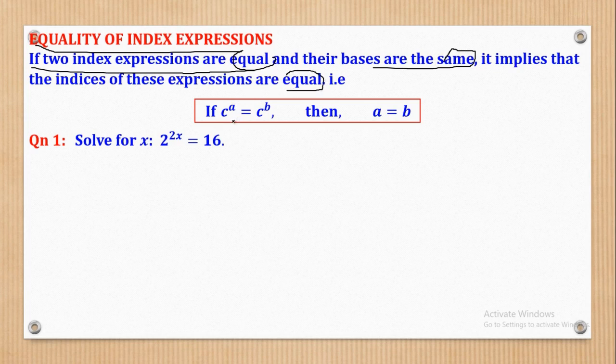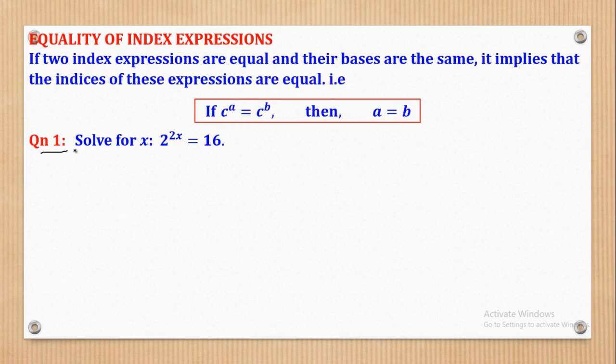For example, if I have c to power a is equal to c to power b, you realize that this base is the same. As long as it is the same, it implies that even these powers are the same. That is why you see here that a is equal to b. Now that knowledge, we shall go through some of the questions for you to master the concept.